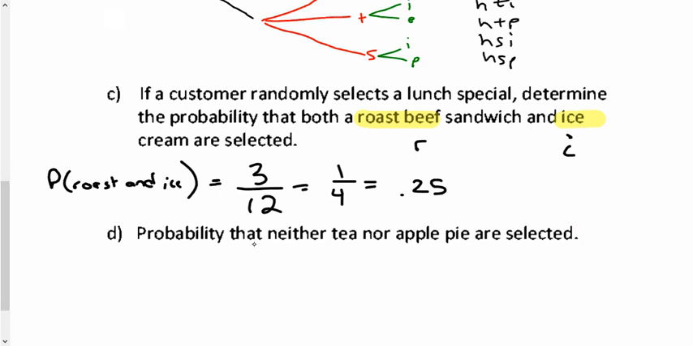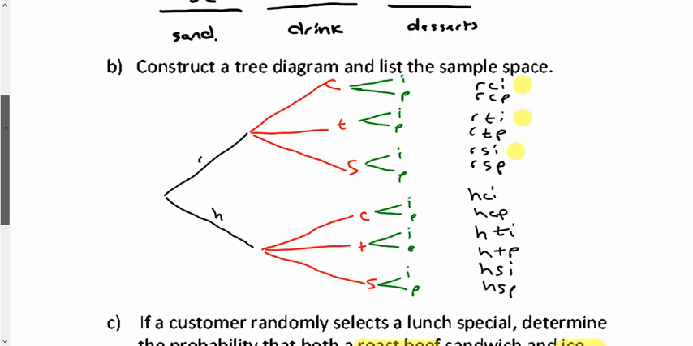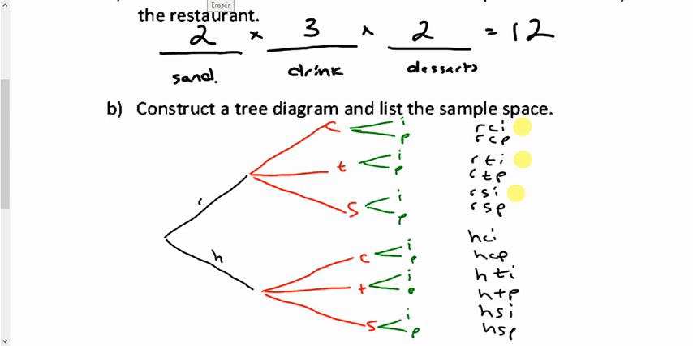Now for the last one, find the probability that neither tea nor apple pie, so no tea, no pie. That's what we're looking for this time. Let me clear these other ones out so we don't get confused with them. No tea, no pie. Those are the ones we want this time. No pie, no tea. Yep, we're good. Oh, that one has pie, tea. We don't want those. And then this one has pie.